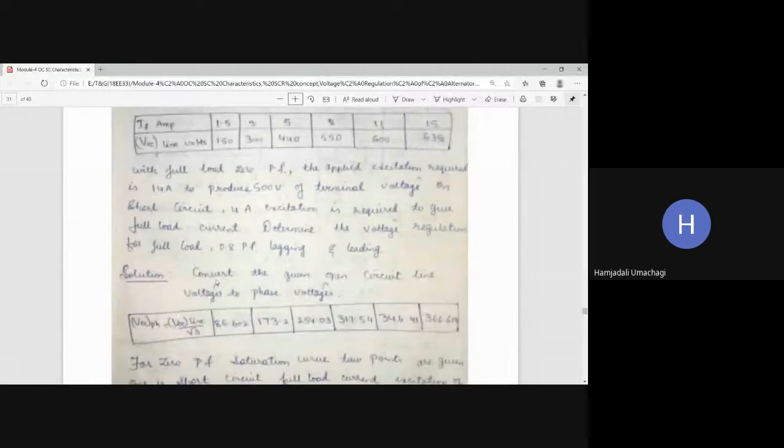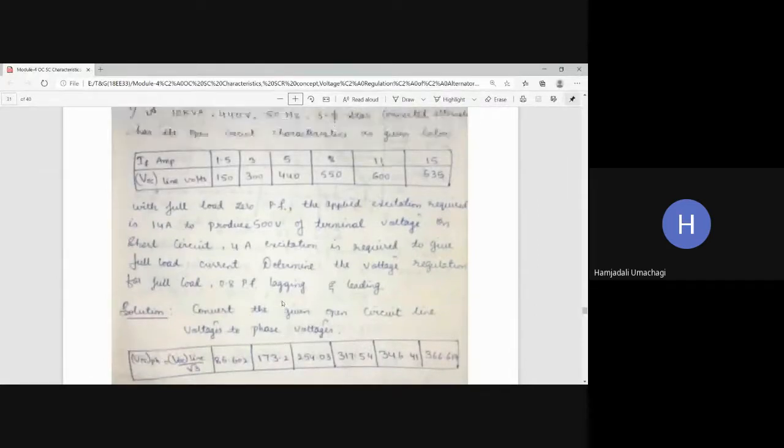Solution. First convert the given open circuit line voltages to phase voltages. Whatever voltage information is given to us in the problem statement is with respect to line voltage. Convert this line voltage to phase voltage. To convert line to phase voltage, all these values you should divide by root 3: 150 divided by root 3, 300 divided by root 3, 440 divided by root 3, 550 divided by root 3, 600 divided by root 3, 635 divided by root 3.